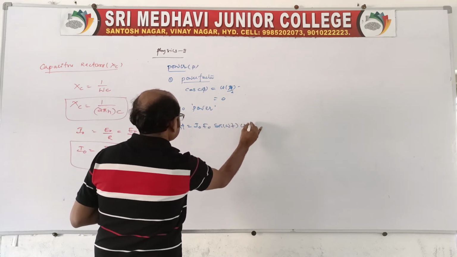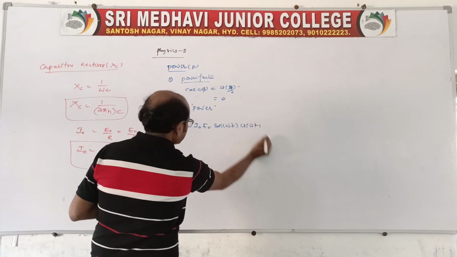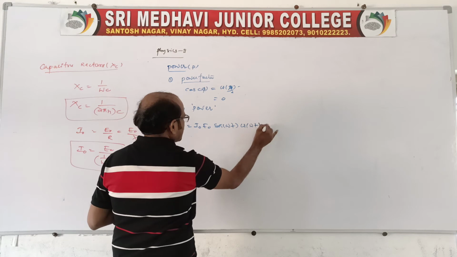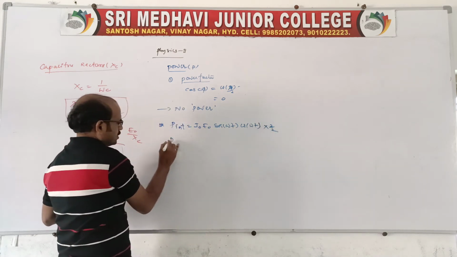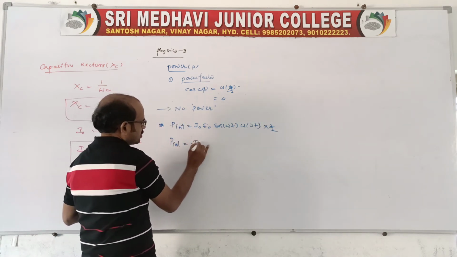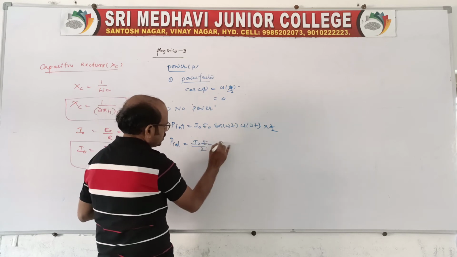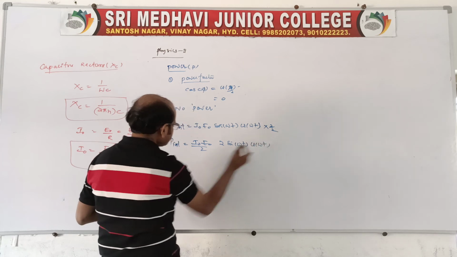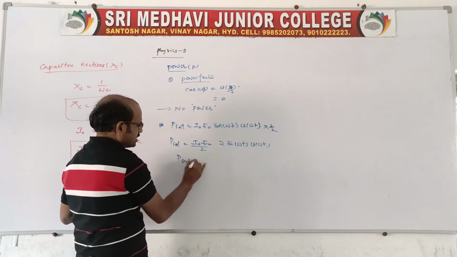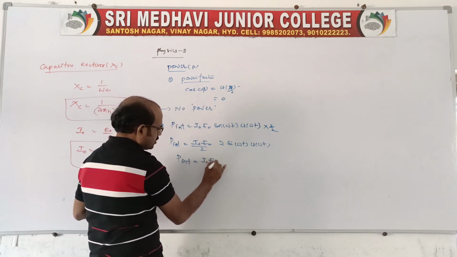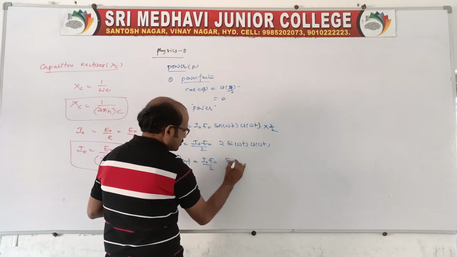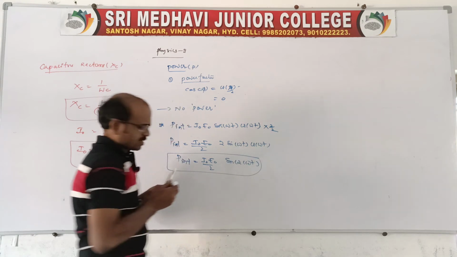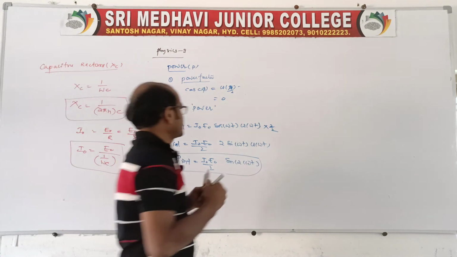Now let us move to the instantaneous power, that is I naught E naught sin omega t cos omega t. Or else you can write sin omega t plus pi by 2, nothing will change, but better you multiply and divide by 2. So instantaneous power is equal to I naught E naught by 2 into 2 sin omega t cos omega t. Therefore instantaneous power is equal to I naught E naught by 2 into sin 2 omega t.